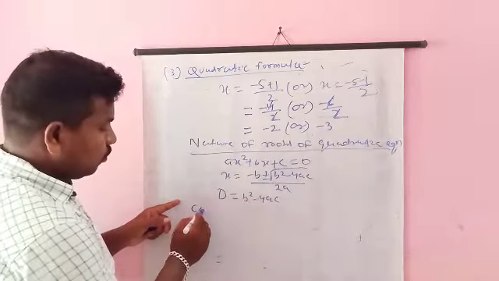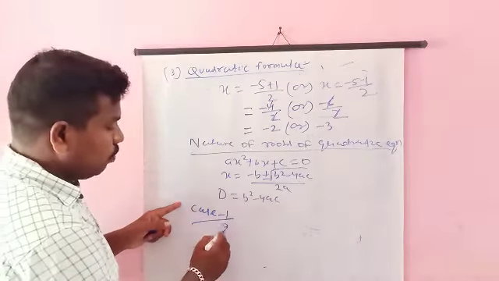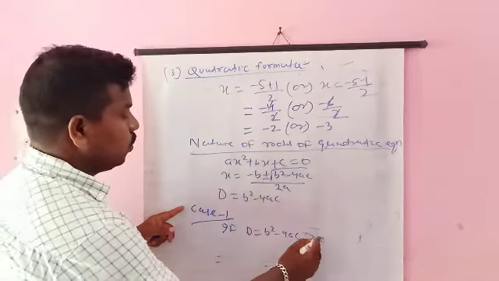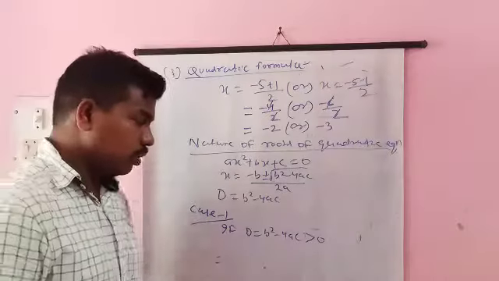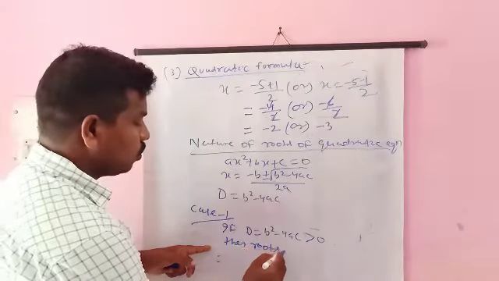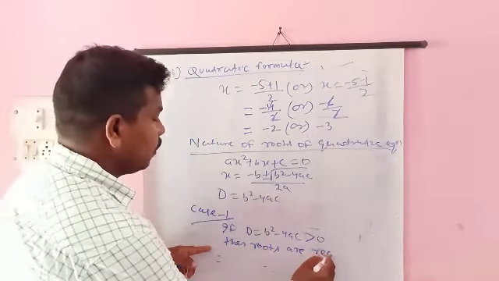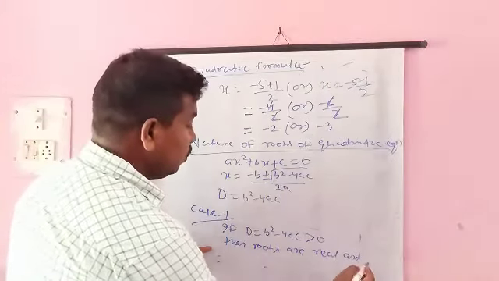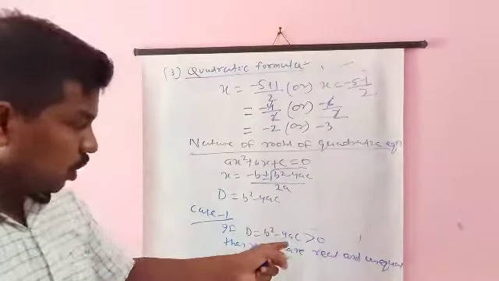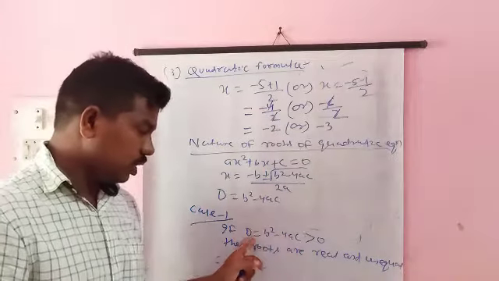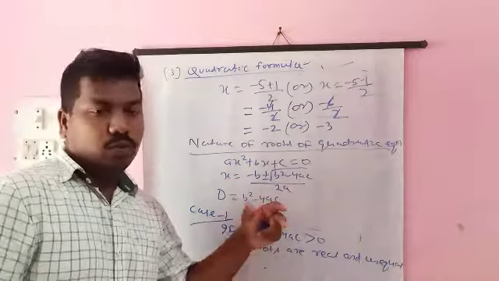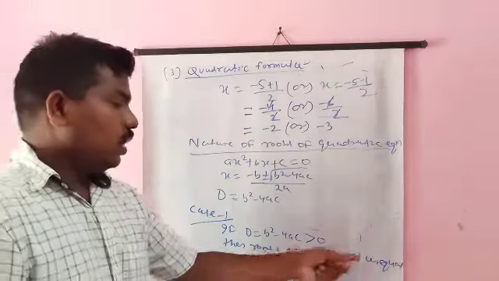So case one is if d equal to b square minus 4ac greater than 0, then roots are real and unequal. So if the discriminant b square minus 4ac is greater than 0, then the roots we obtain are real and unequal.